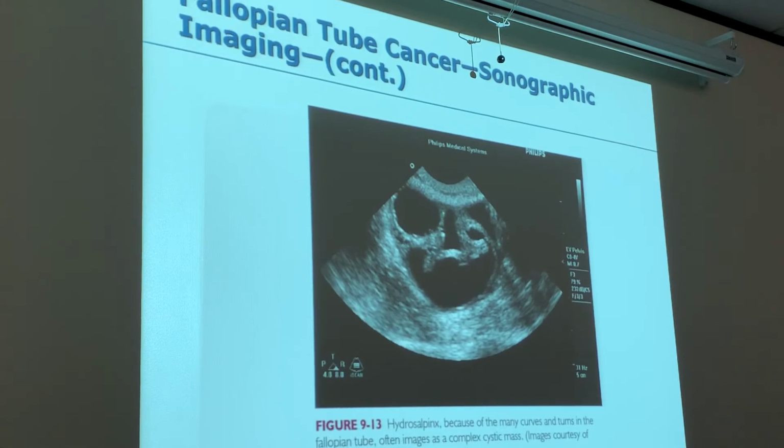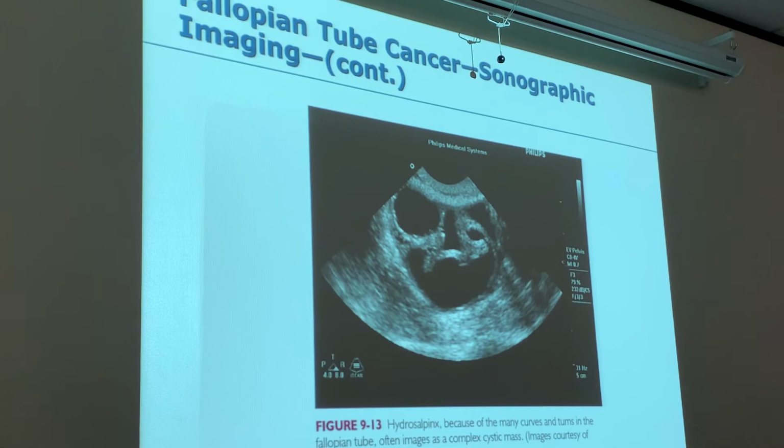All of this is the fallopian tube. I see it, and if I measure it, I'm going to measure it from here to here. Because I have to find the ostium to be able to make the diagnosis, so I'm going to measure fairly close to the ostium.